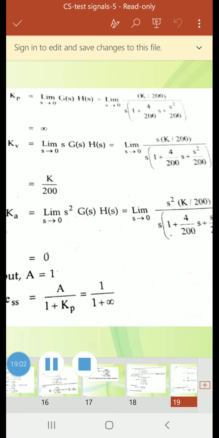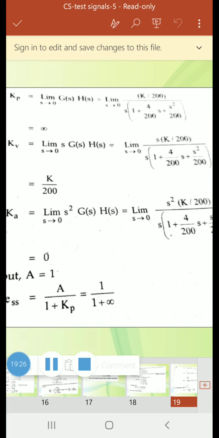How is it K by 200? In this equation s should be 0. See how Kv is K by 200, you got it? Limit s tends to 0, s into K by 200 by s into bracket 1 plus 4 by 200 s plus s square by 200. S and s are common in the numerator and denominator, so cancel them. What remains is K by 200. For Ka, s will remain in the numerator, that is why it is 0.